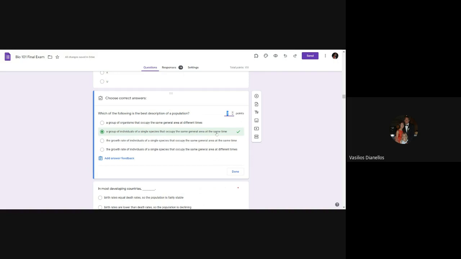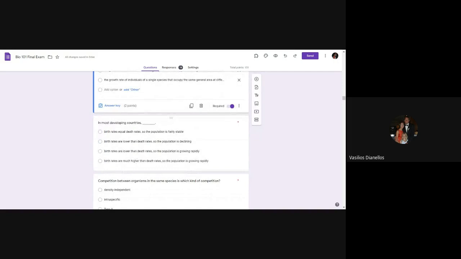If you chose the first one, you at least got partial credit. If you chose these two, you got zero credit because there's nothing to do with growth rate. We're not talking about the growth rate, right? Now, populations do grow and shrink, so a growth rate is a discussion we would have about a population, but that is not a definition of a population.